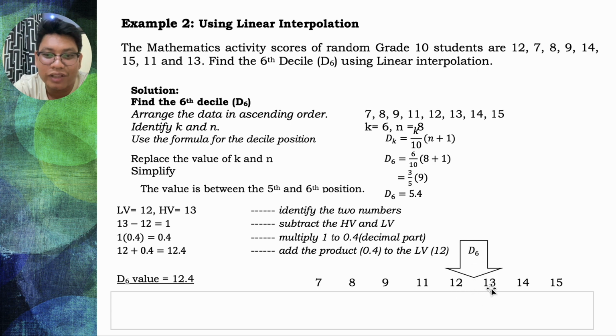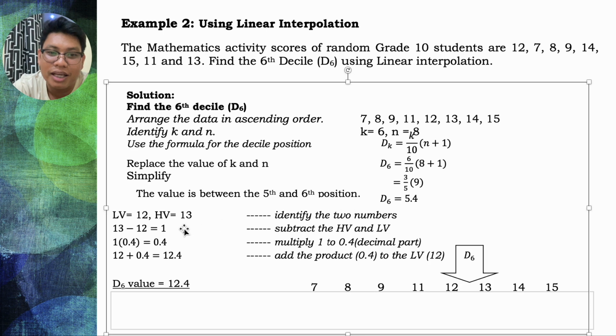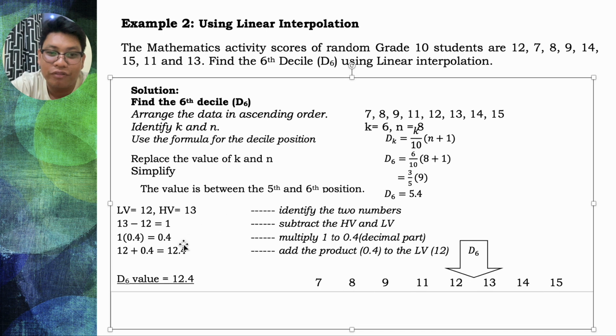Nasa pagitan ni 12 and 13. In our interpolation, we subtract 12 and 13. Subtract lang natin. 12 and 13, the answer is 1. So, 13 minus 12 is equal to 1. After finding 1, we have to multiply it by the decimal part. Anong decimal part natin? 5.4 yon. That means the decimal is 0.4.